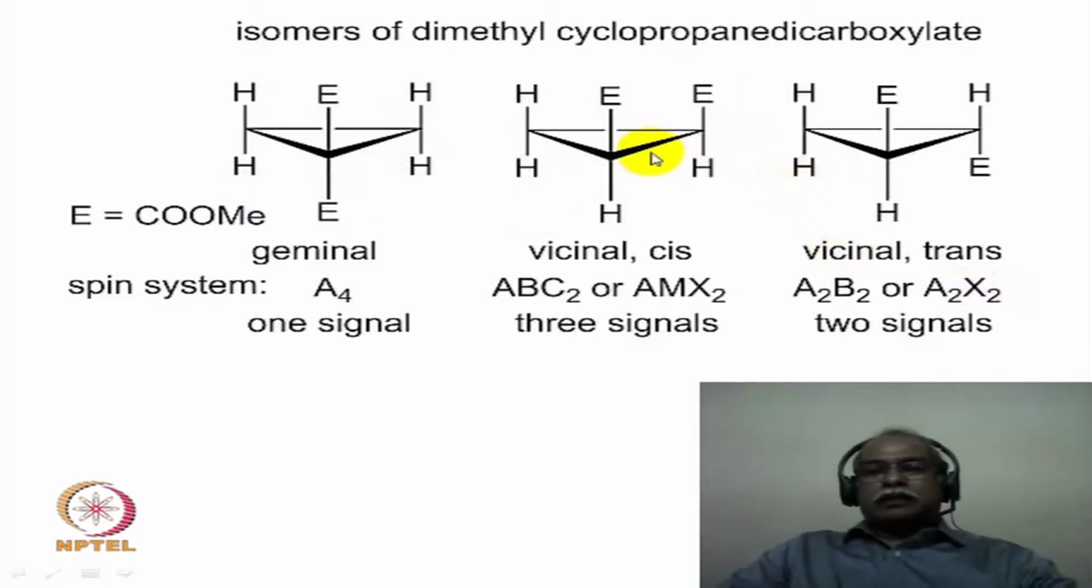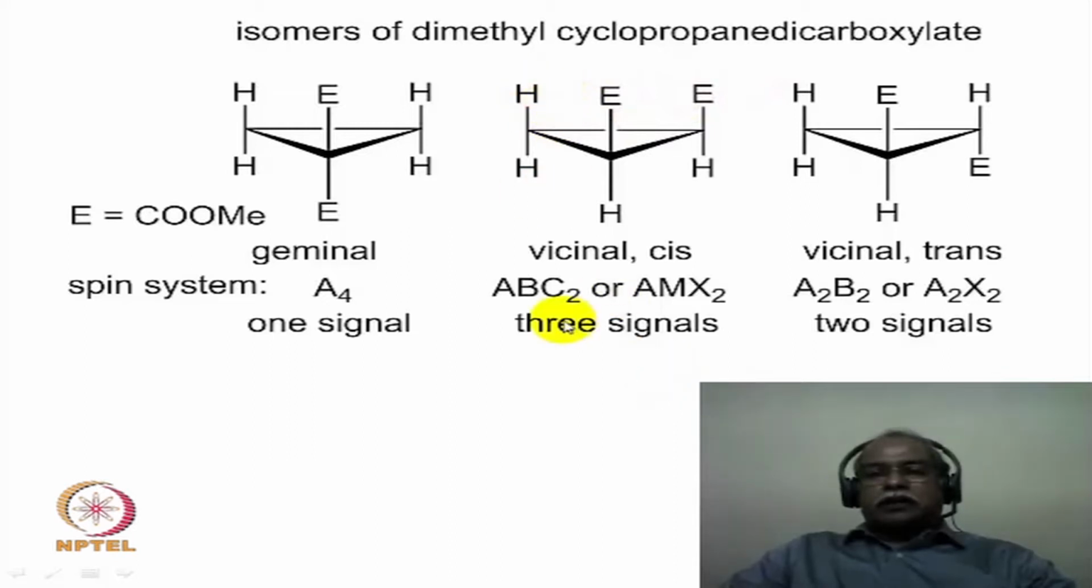Now come to this particular example. This is a cis vicinal dimethyl cyclopropane dicarboxylate. This molecule also has a plane of symmetry passing through this particular carbon and bisecting the carbon-carbon bond bearing the ester functional group. So that makes these 2 hydrogens identical with respect to each other. In other words, these 2 hydrogens are chemically equivalent. However, these 2 hydrogens here are not chemically equivalent, because one hydrogen is cis to the 2 esters, and the other hydrogen is trans to the 2 esters.